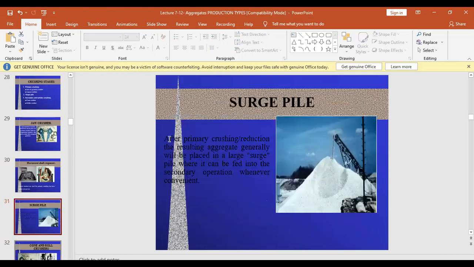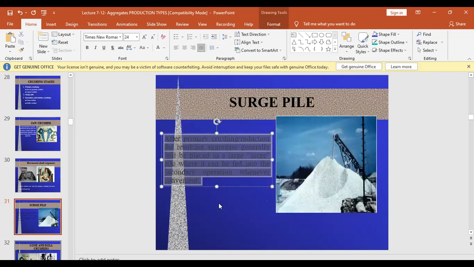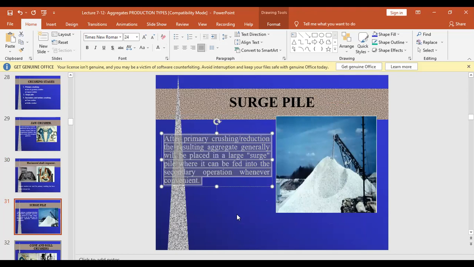Now this is a surge pile. What are you doing after crushing? You are storing it someplace, storing it in a heap. This is what we call a surge pile. So you have done the process. Once you have got this, these are stored in this manner. These are being piled up, and then transported for secondary crushing. First, it is stored there. And you can see the heap of bulk material that's there.